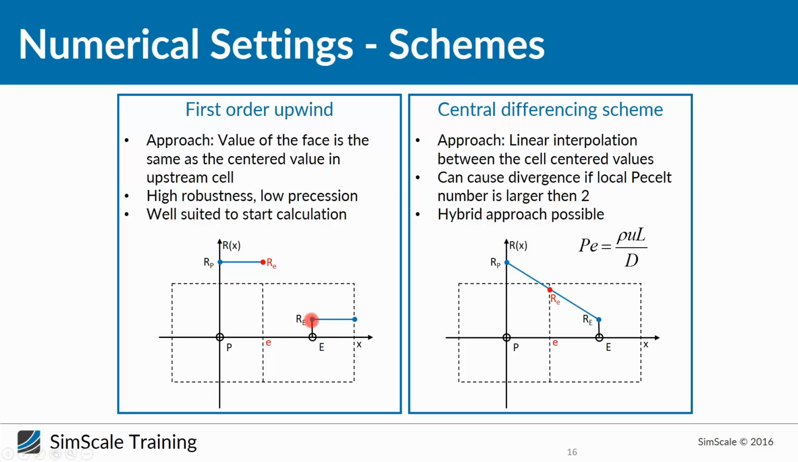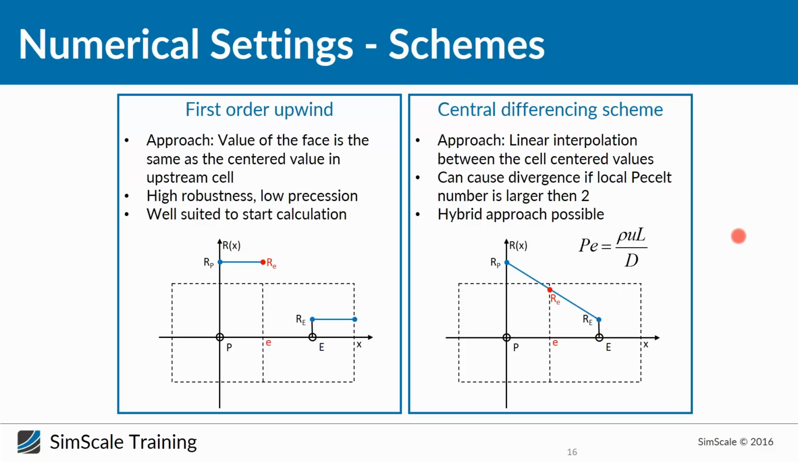So in this case, I have a cell center here and a cell center here. Here my value is RE. Here my value is RP. And for the interface, I just took RE, first order upwind. It's very robust, but the precision for sure isn't very good. This one is very well suited to start a simulation because it's robust.